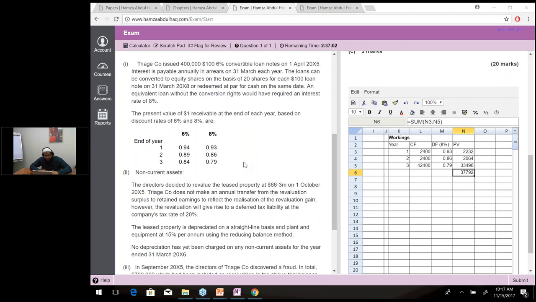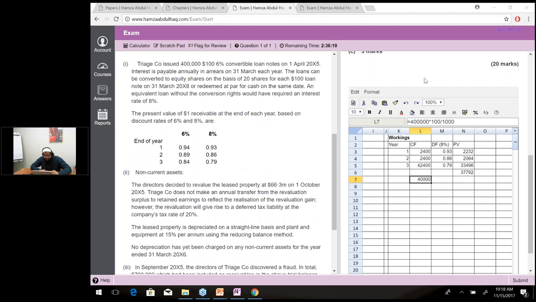Ahmed Junaid is saying it should be 402,400. Yes, I'm working in thousands. All of the workings are in thousands. Actually, Ahmed, the total loan notes are 400,000 in quantity into 100. So if I show you, 400,000 into 100 is the total amount of the loan. But because I'm performing the calculation in thousands, I'm going to divide this by 1,000, and the answer is 40,000. So the amount of the convertible loan notes is actually $40,000. It's not 400,000. 400,000 is the quantity.